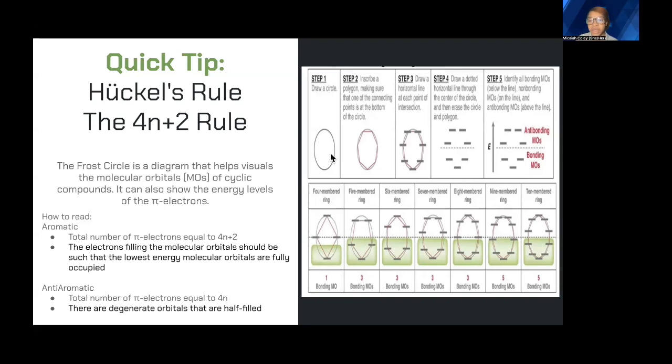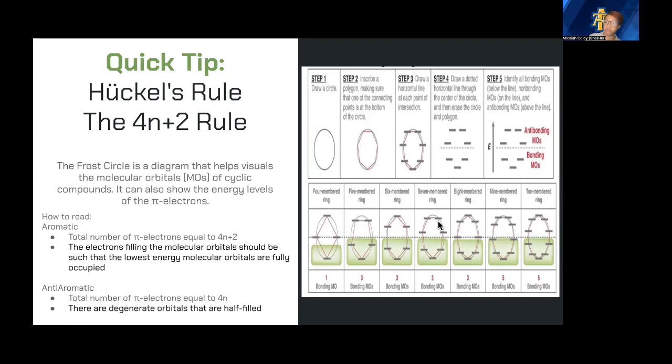So you can see the steps. First, you draw a circle, then you inscribe a polygon or just connect points of the circle so that you have edges. And then you draw horizontal lines at each point of the intersection. And then eventually you're going to erase the circle that the polygon was inside. And you can see the energy levels of the bonding molecular orbitals versus the anti-bonding molecular orbitals, and as well just the number of pi electrons that you have within a compound. So again, for this 4-member ring, you have 1. For a 5-member ring, you have 3. For a 6-member ring, you have 3 as well, 7, and so on and so forth.